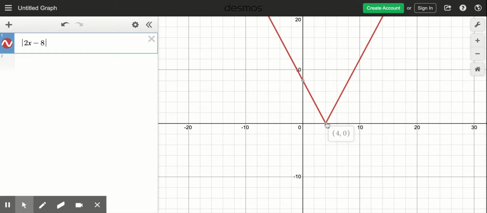I also want to show you that if you click on any part of the graph, it'll tell you what the point is, but particularly the intercepts will be very helpful in writing the equations for your lines. So please take advantage of this great resource, and let's get back to the actual problem.